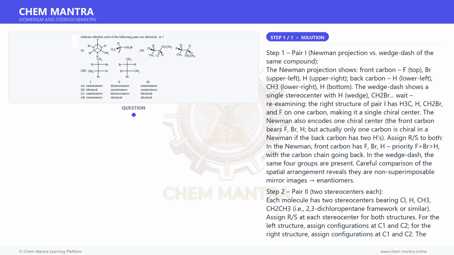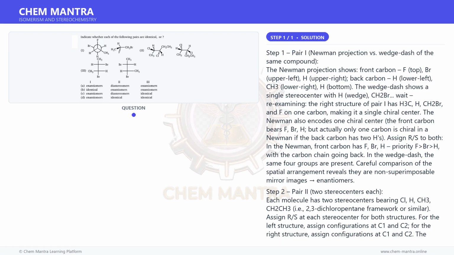The Newman projection shows front carbon F on top, Br upper left, H upper right; back carbon H lower left, CH3 lower right, H at the bottom. The wedge-dash shows a single stereocenter with H wedge, CH3, Br. Wait, re-examining, the right structure of pair 1 has H3C, H, CH3, Br, and F on one carbon, making it a single chiral center. The Newman also encodes one chiral center.